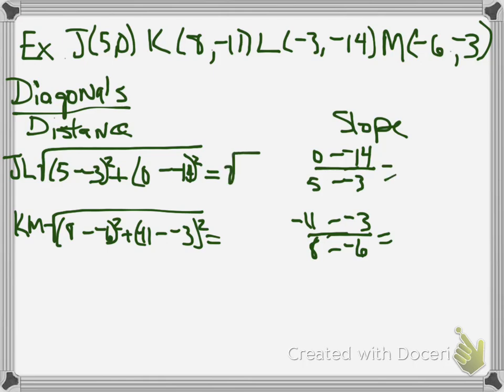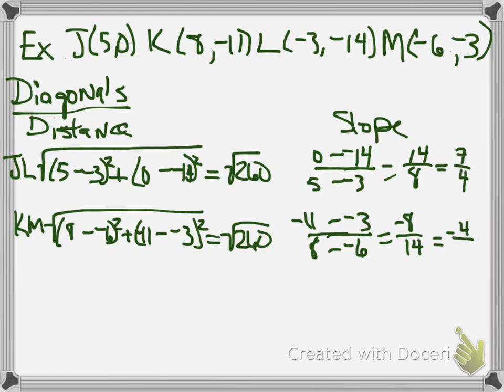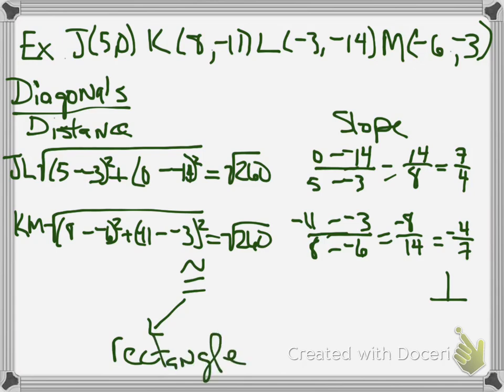Anyways, I put those numbers in and I see that I get square root of 260 for both. I also get 14 over 8, which is 7/4, and -8 over 14, which is -4/7. So not only are the diagonals congruent, they're also perpendicular. Because they're congruent, that would suggest a rectangle. Because they're perpendicular, that would suggest a rhombus. And since I'm looking at a rectangle and a rhombus, then that probably means I have a square. Because if I have a rectangle and a rhombus, both properties, then that means it's a square.